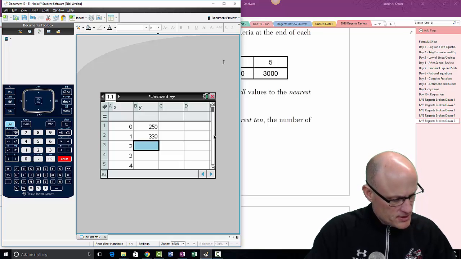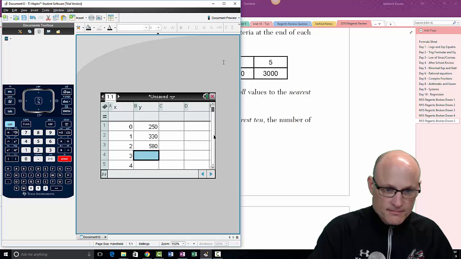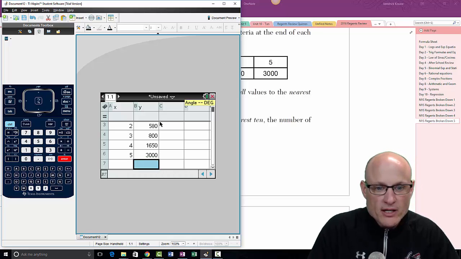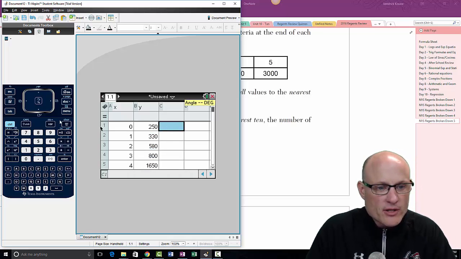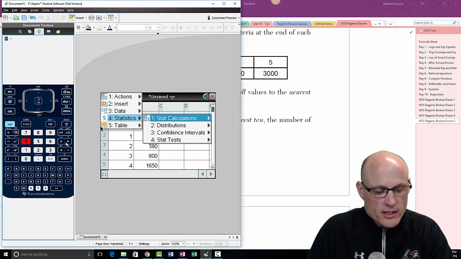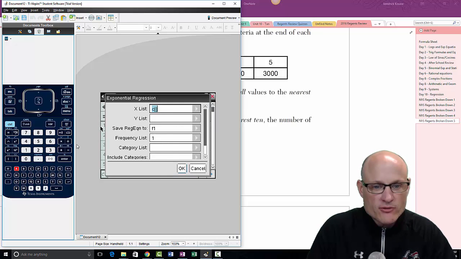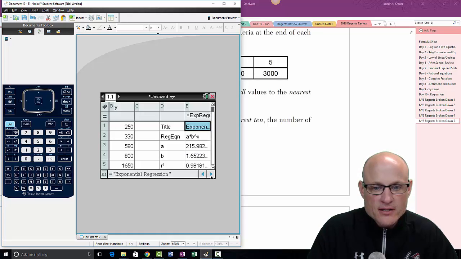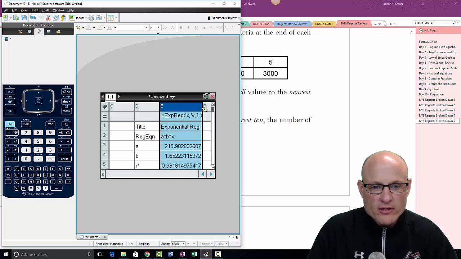Right here, 580, 800, 1650, and 3000. Go back up. Then we're going to go into menu 4, 1, and we want exponential regression. So we'll call our first list X, our second list Y. Click OK. Write down all the information.